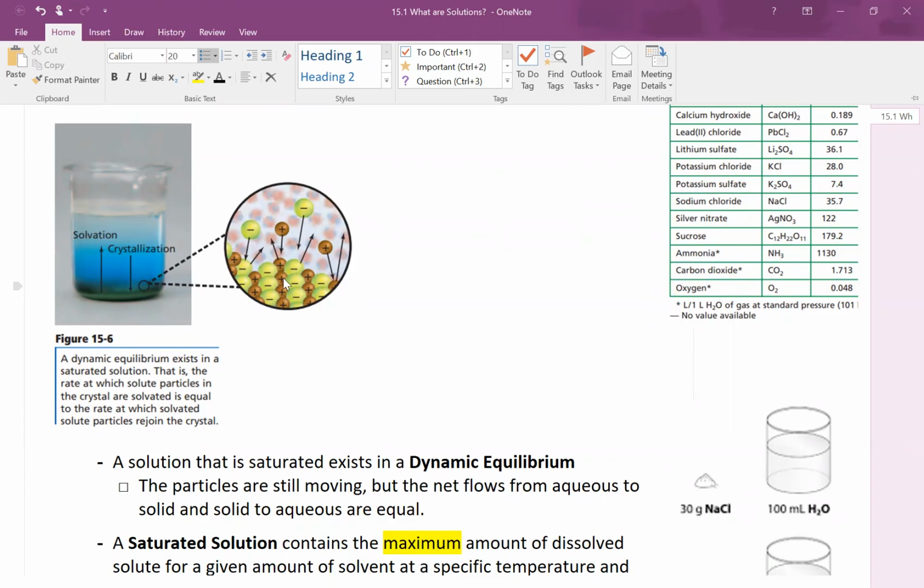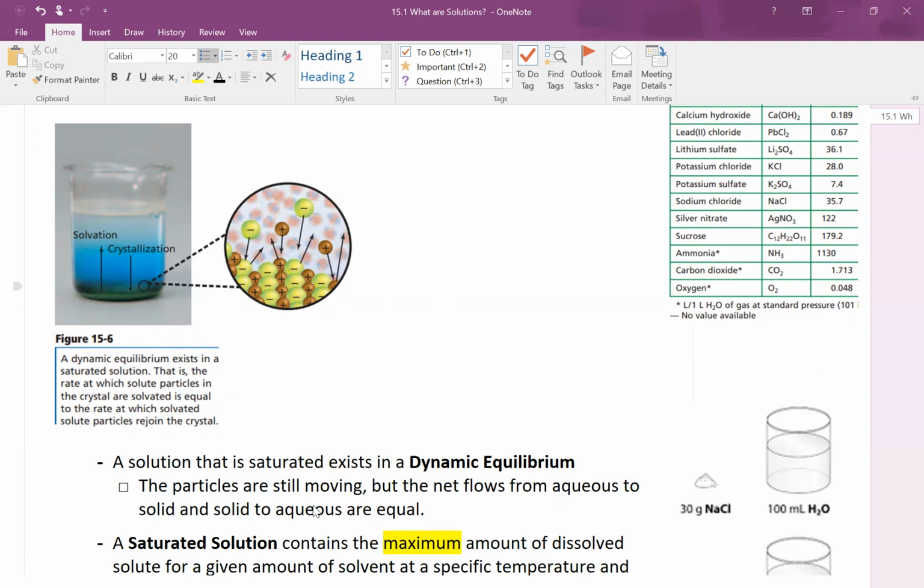They're still going from being in the solid crystal into the solution, but they are also going from being in the solution and they're crystallizing onto that solid. So going from aqueous back to solid. So when we have a dynamic equilibrium, this refers to a state where the particles are still moving, but the net flows from aqueous to solid and from solid to aqueous are equal. And therefore, you would have no net change in the amount of solid at the bottom of your container. Again, that is called dynamic equilibrium.